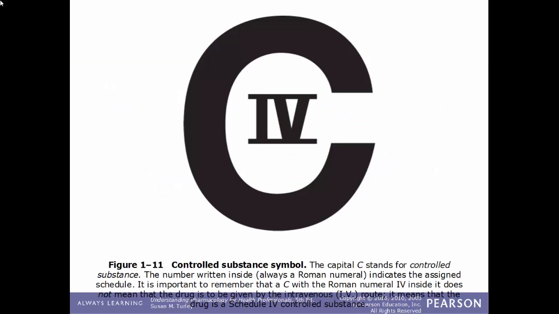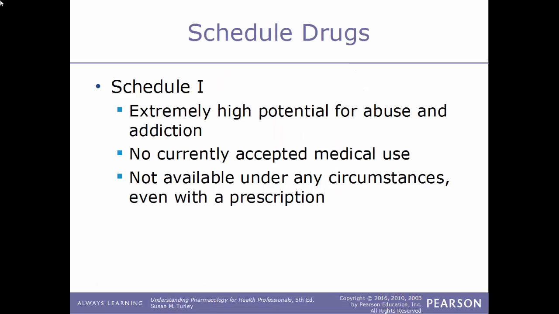And this is how a drug like this would be indicated. Capital C here, which would represent controlled substance, and then a Roman numeral within this part of the letter. So this would be a class 4 or schedule 4 controlled substance, because the Roman numerals IV indicate the number 4. All right, we'll talk about the various scheduled drugs.